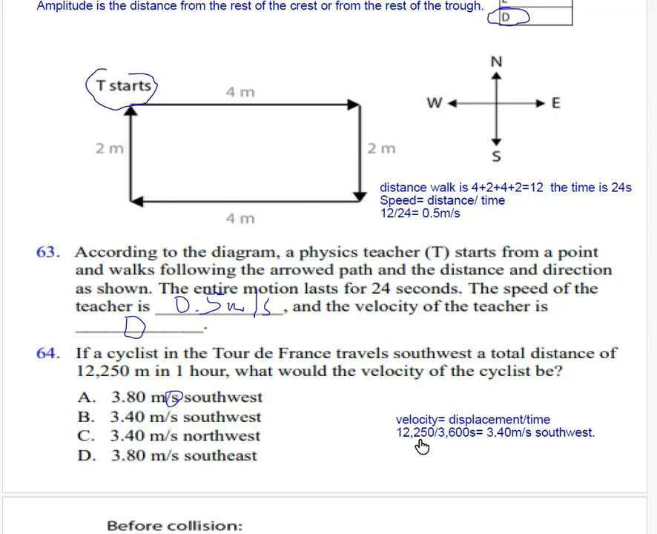So 12,250 meters divided by 3,600 seconds is equal to 3.40 meters per second. And it is a velocity. As I discussed earlier, velocity measures magnitude and direction, and the direction here is southwest. So 3.40 meters per second southwest. So B is the answer to this question.